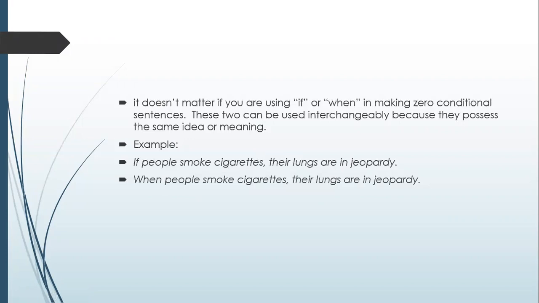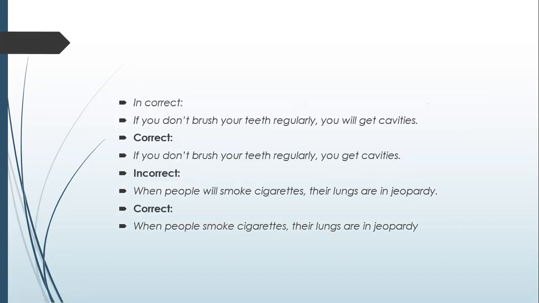So the zero conditional sentence basically talks about something that is generally true, something that is always true. It is very easy to recognize and very easy to construct, as we have seen in the examples on the previous slide. Now, here is some practice for you.